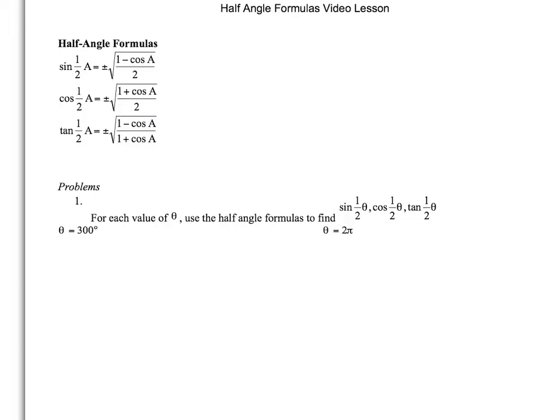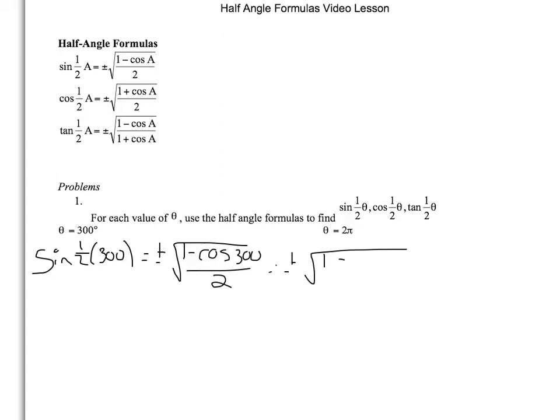So it says for each value of theta, use the half-angle formulas to find the following. And I give you theta equals 300 degrees. So, anywhere I see a theta in the problem, or an A in the formulas, I'm going to replace it with a 300. So it's going to be plus or minus the square root of 1 minus cos 300 over 2.